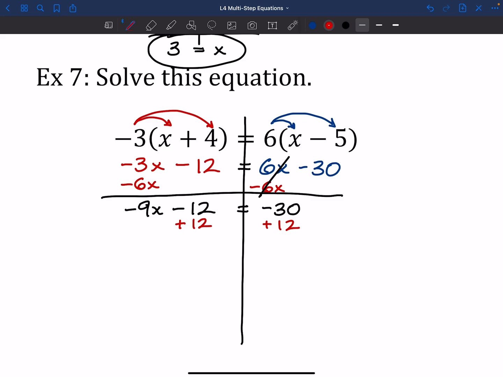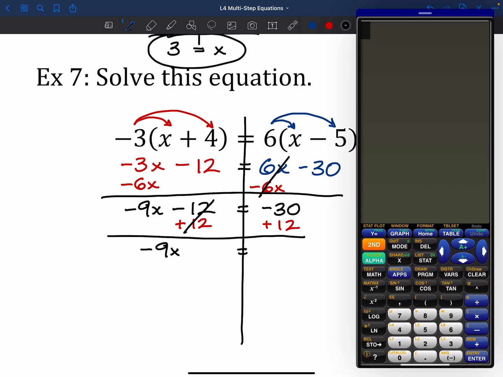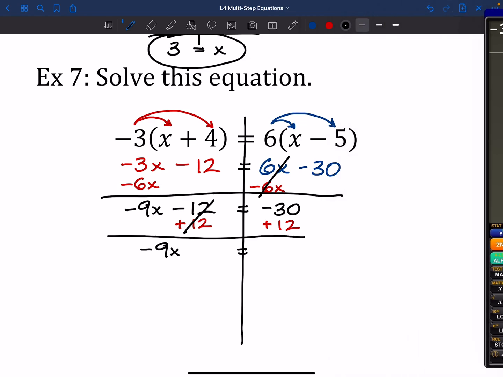We don't want any constants hanging out with the variables anymore. So we've still got negative 9x. Those 12s are gone. And then negative 30 plus 12. This is one where it's pretty easy to make a mistake. Actually, I'm having a little bit of a brain fart moment. It should come out to negative 18, but just to be absolutely certain, it never hurts to use a calculator. Negative 18 it is.